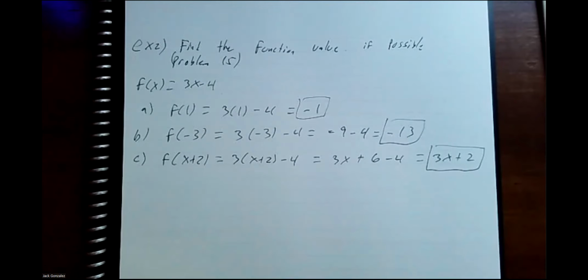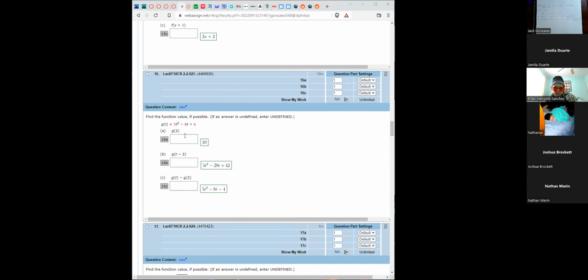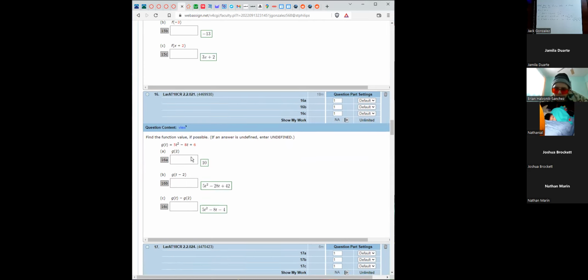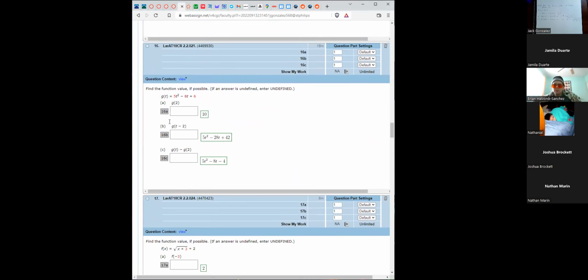So as you can see here, 16 is the same type of deal. They give you a different function, plug in the 2, plug in this. Just make sure you follow your PEMDAS, right? And you'll be good. Because you're going to have to FOIL this out, t minus 2, and distribute the 8, etc. Does this seem doable? Does it seem okay? Have any questions on 16? Or does it make sense?